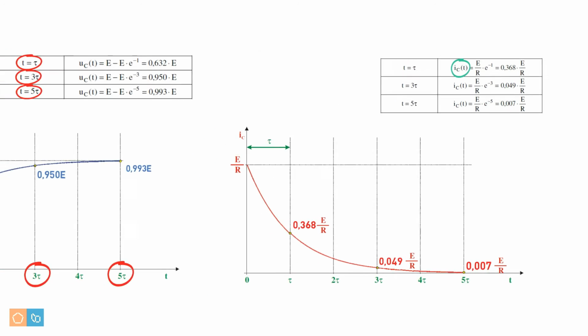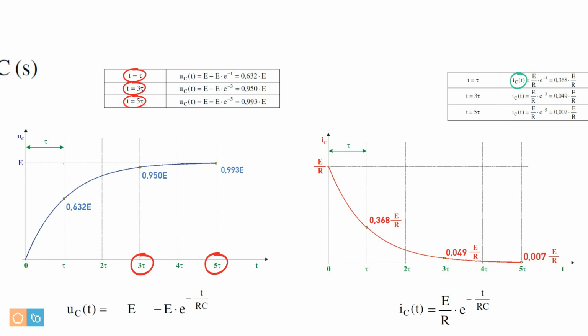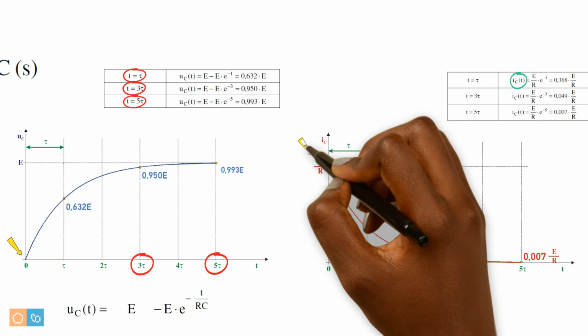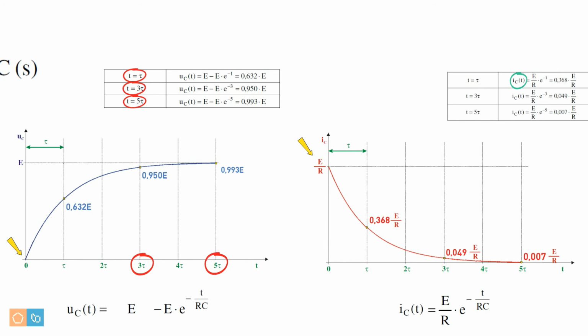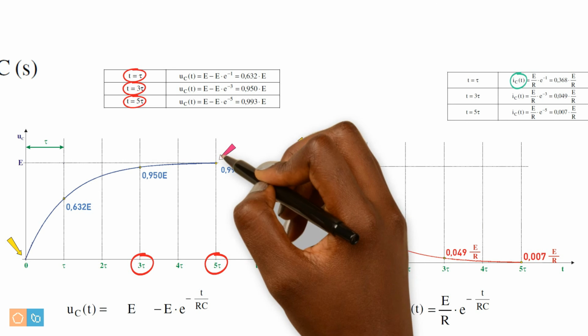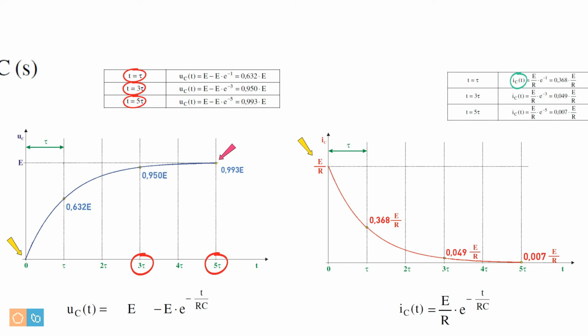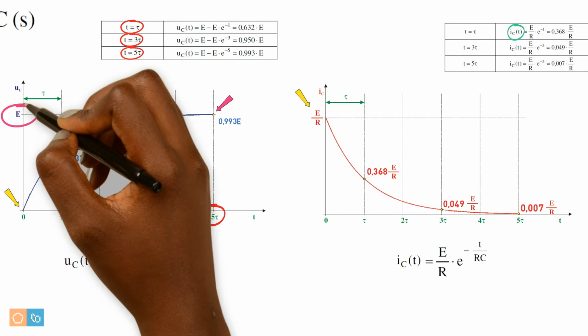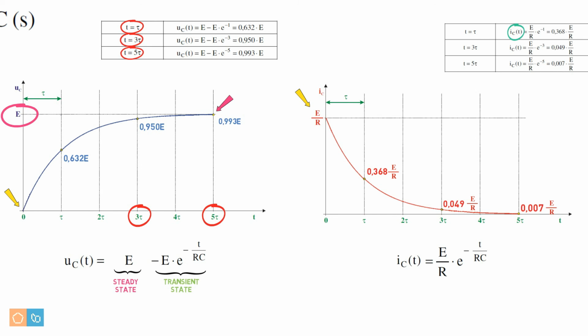In conclusion, we can see that the initial value of UC of 0 equals 0, and the initial value of IC of 0 equals E divided by R. We can also see that as t tends to infinity, the voltage across the capacitor UC approaches its steady state, which is E. And also that as t tends to infinity, the current through the capacitor IC approaches its steady state, which is 0, showing that IC only has transient state.